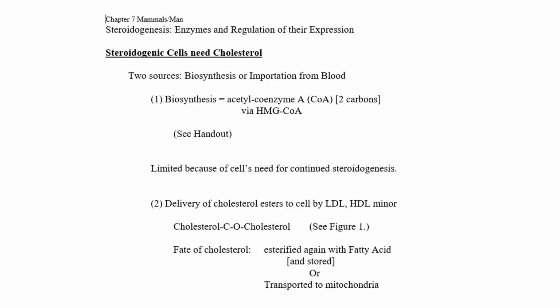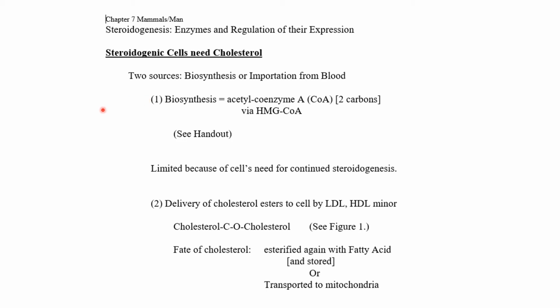Oh, not yet. It'll be the next slide. So, as the first page of notes from chapter 7, from the first page of the text, obviously steroidogenic cells need cholesterol. Well, there's two sources: biosynthesis or importation from the blood, like I just showed you. So biosynthesis requires a molecule called acetyl coenzyme A, or acetyl-CoA. And the enzyme that starts putting these together is HMG-CoA reductase. Okay? And so acetyl-CoA contributes 2 carbons. Remember, we need 27 carbons to make cholesterol.